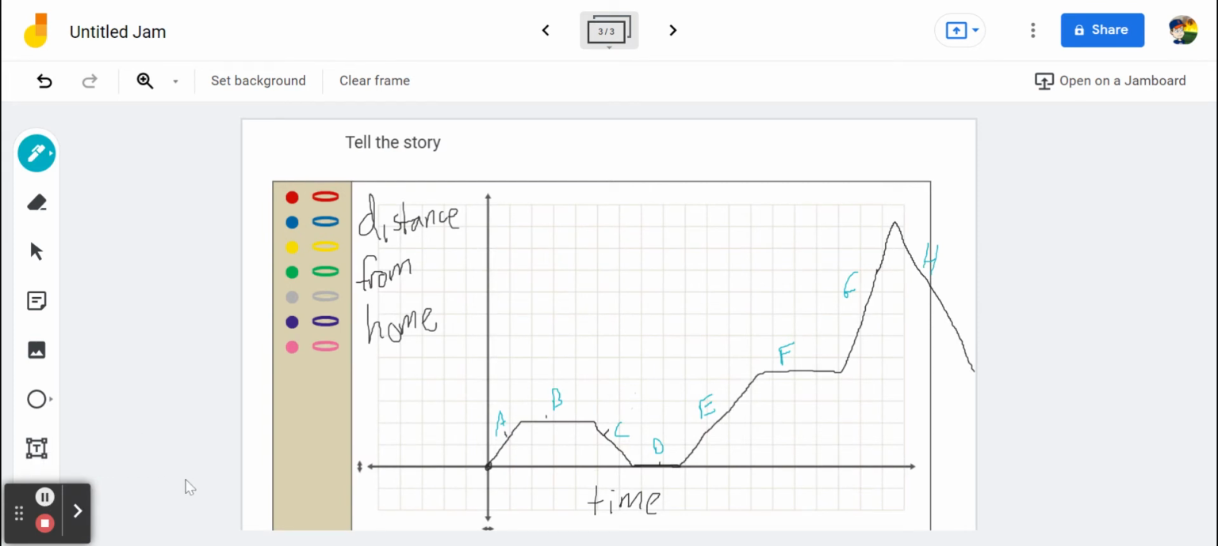Now, here's a scenario where we don't know what's happening, and we've got to figure it out based on the circumstances. So this is one day after school. And you can see here in section A, your distance from home is 0 and the time is 0. And then you're going away from home. So this is where you're walking to a friend's house.